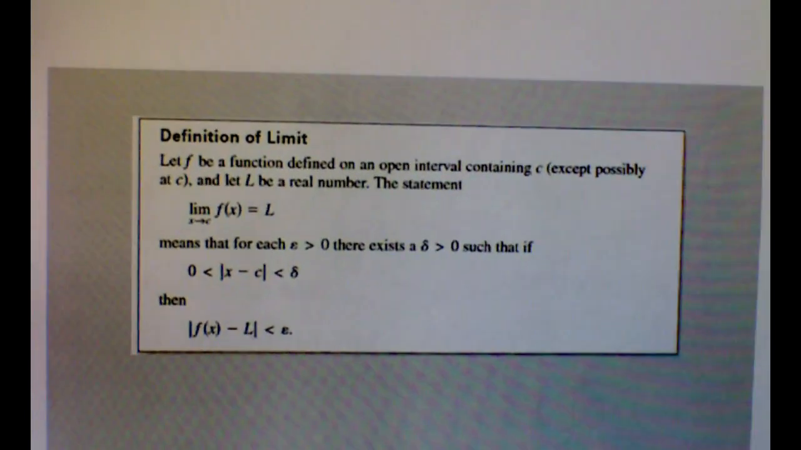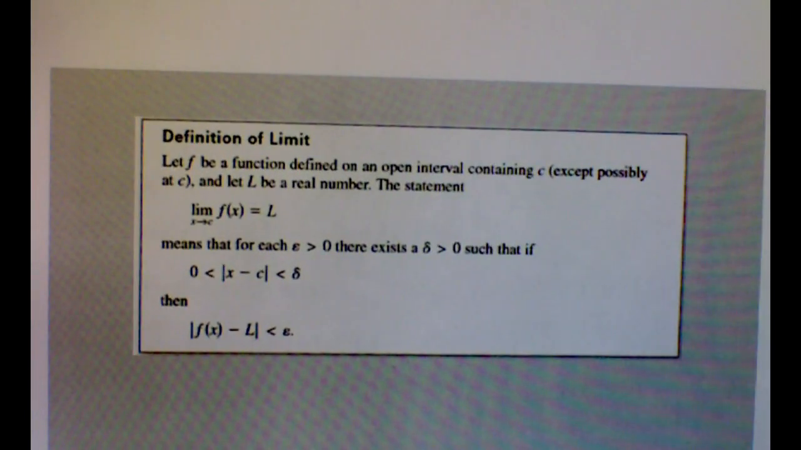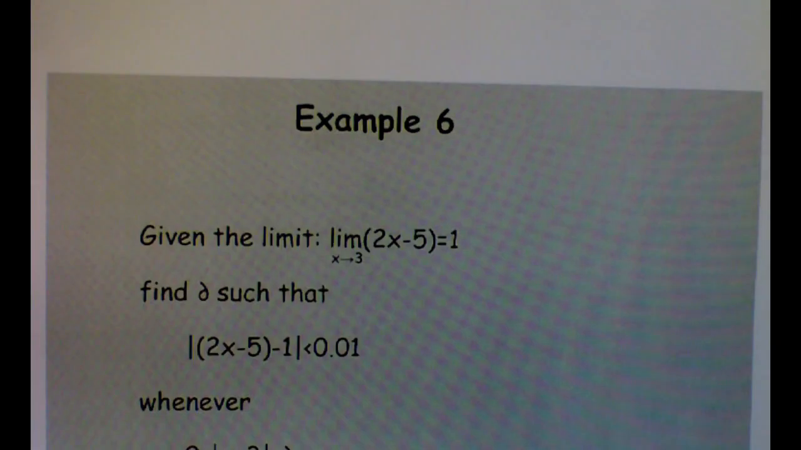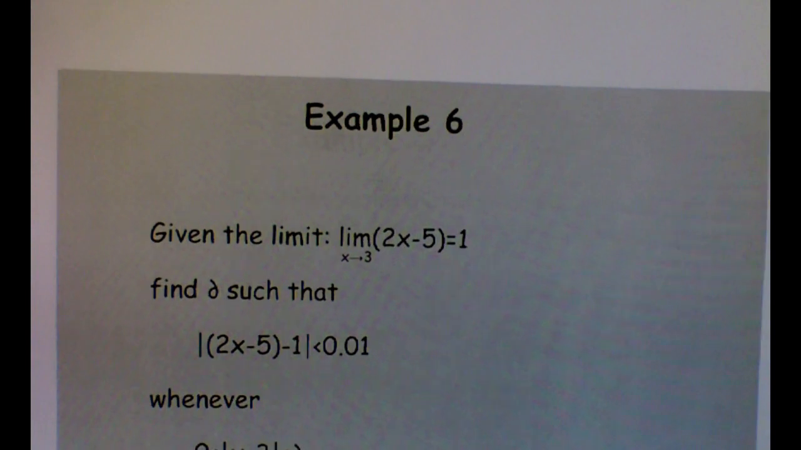So the definition of a limit: let f be a function defined on an open interval containing c except possibly at c, and let L be a real number. The statement, the limit as x approaches c of f of x equals L, means that for every epsilon greater than 0, there exists a delta greater than 0 such that if 0 is less than the absolute value of x minus c is less than delta, then the absolute value of f of x minus L is less than epsilon. Now that's all quite tricky. So let's look at how you'll actually have to use it.